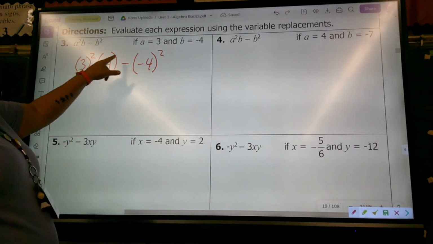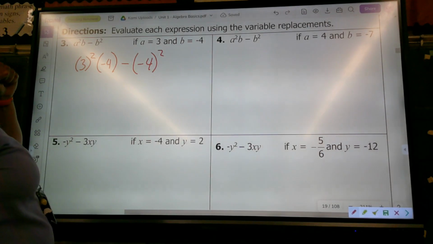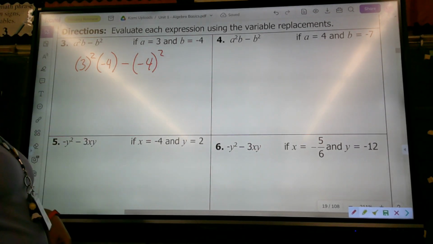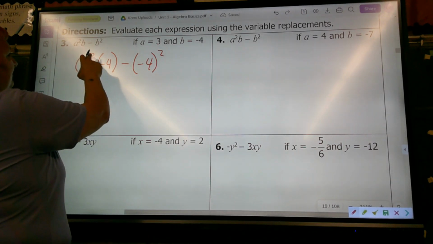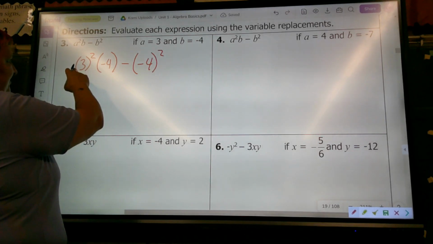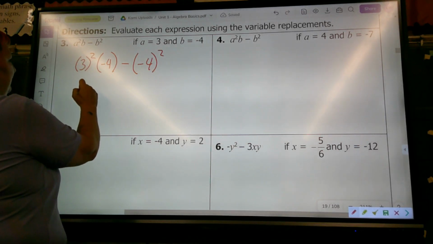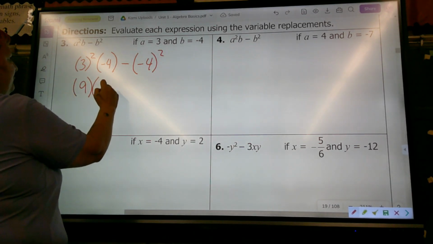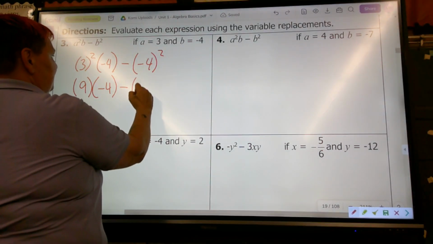Now you can see even more why you need the parentheses. That's a lot of negative signs. Let's work it through slowly. Nothing to do inside the parentheses. We do have an exponent here. 3 squared is 9 times -4 minus -4 squared is 16.